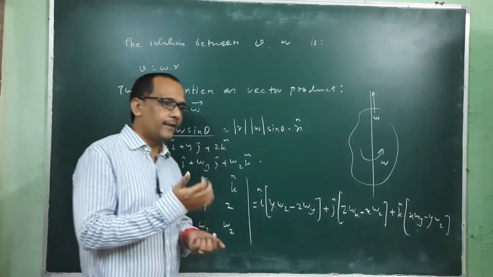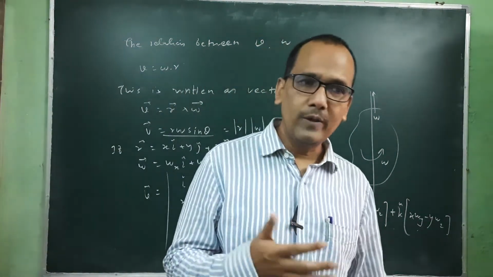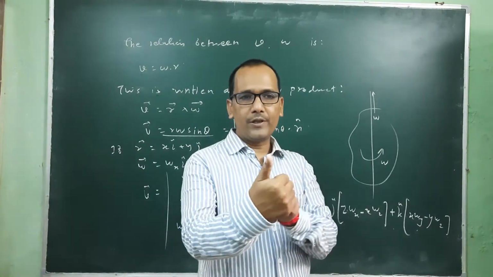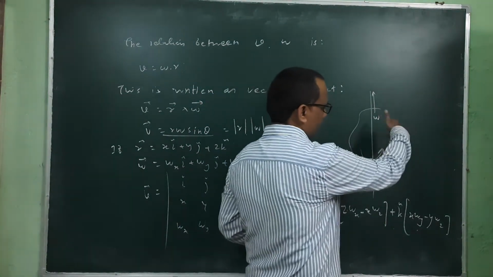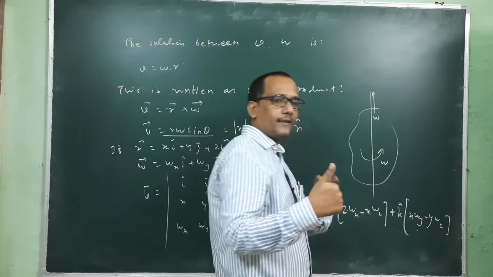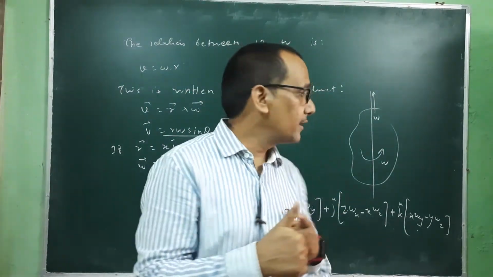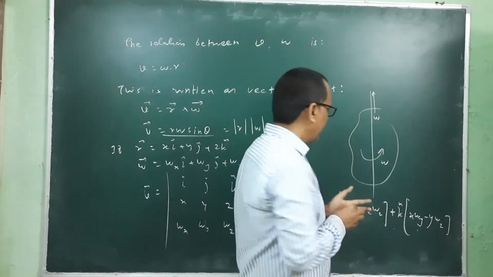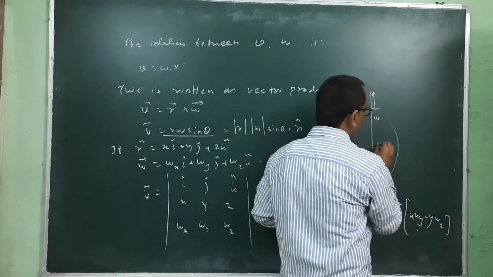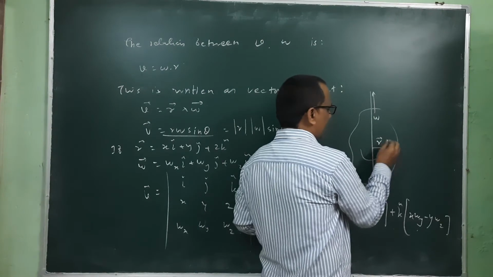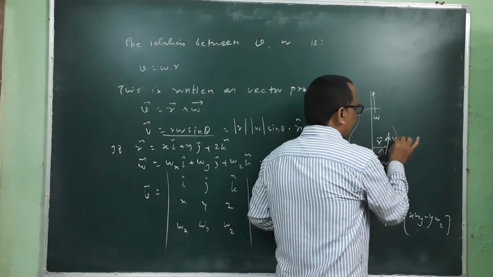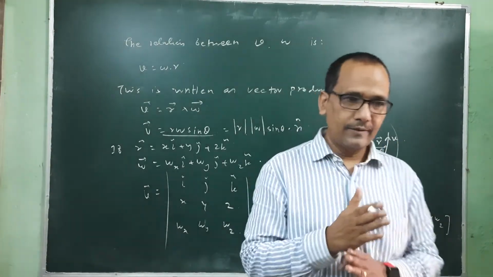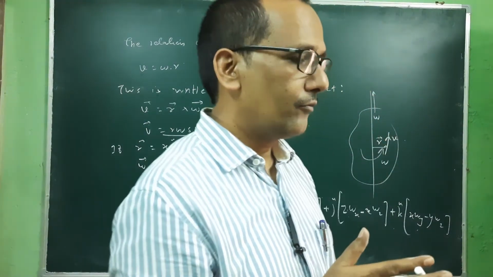We will use that right hand thumb rule, or the screw rule. If the body is rotating like this, then the direction of the thumb will show the direction of omega. And if this is r, if a particular point is here and this is the direction of r, then the direction of velocity will be tangential in that rotational velocity.